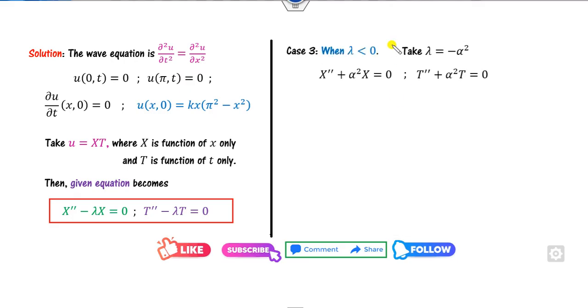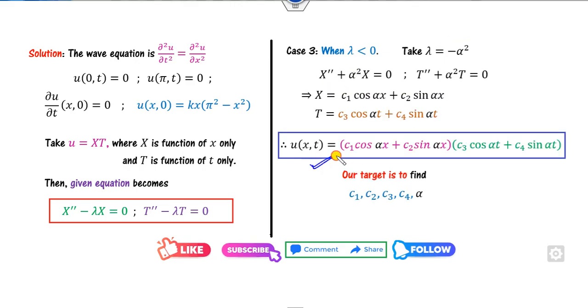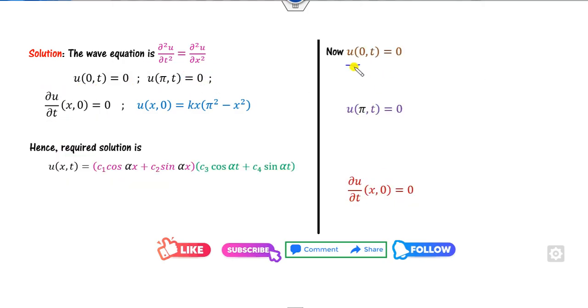Let's again discuss case number 3. When lambda is negative, then you will get the solution in this form. Now once you have the solution, I can apply all those conditions whose right hand side is 0. That means these three conditions. Let's solve this one again. x is equal to 0. Again if I substitute here, it is C1 plus C2 is 0. So C3 cos alpha t plus C4 sin alpha t. Again it is clearly said this number can never be 0, otherwise u will be 0. Therefore C1 is 0.